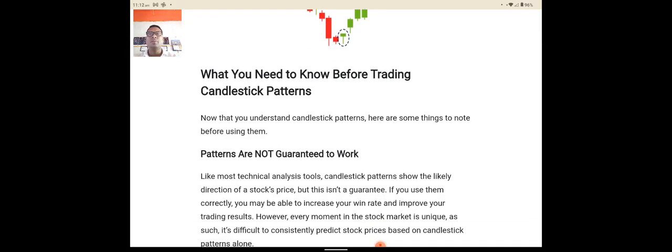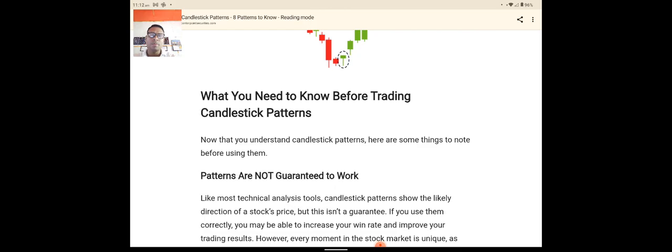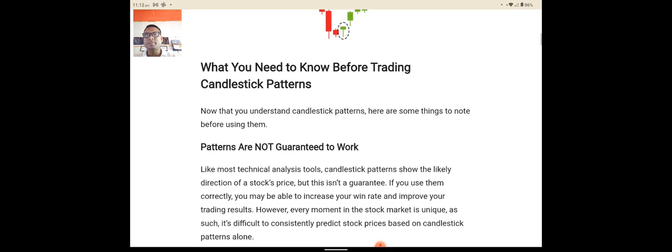What you need to know before trading candlestick patterns.